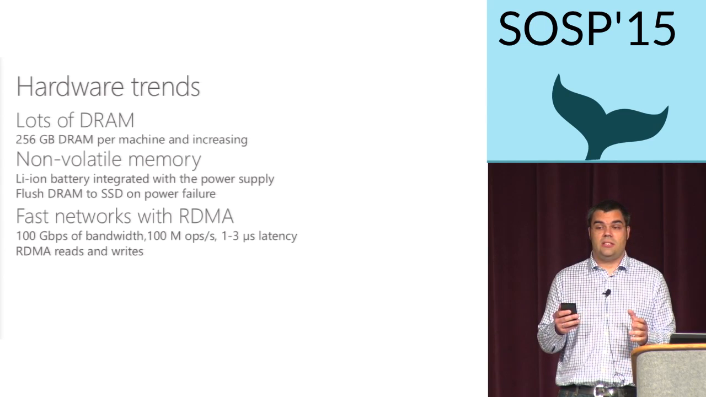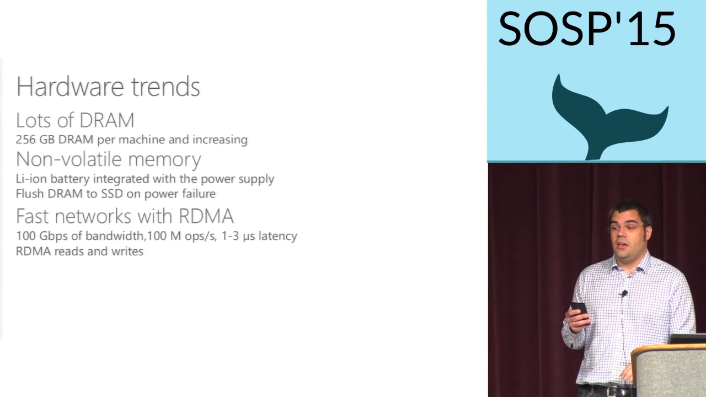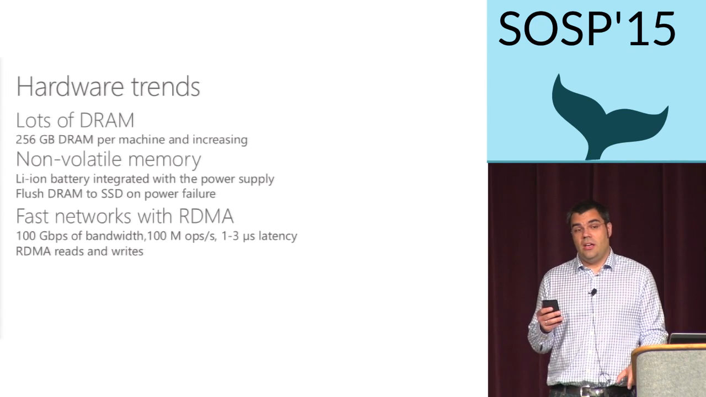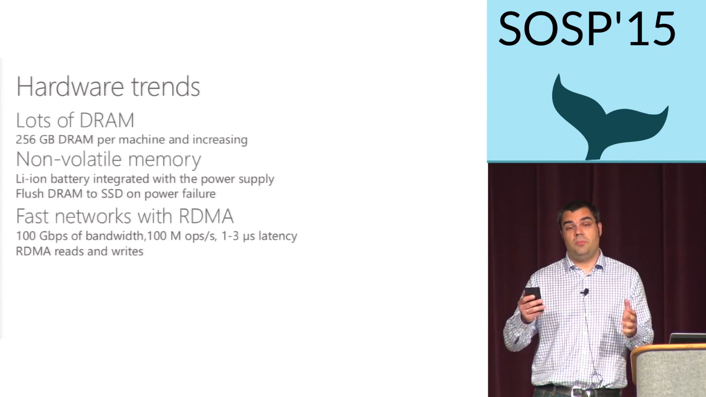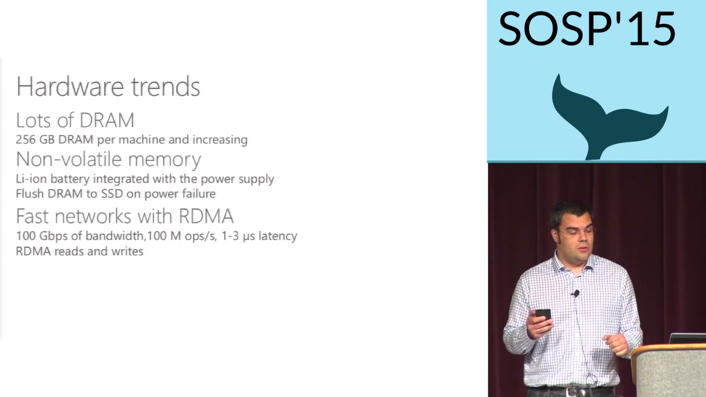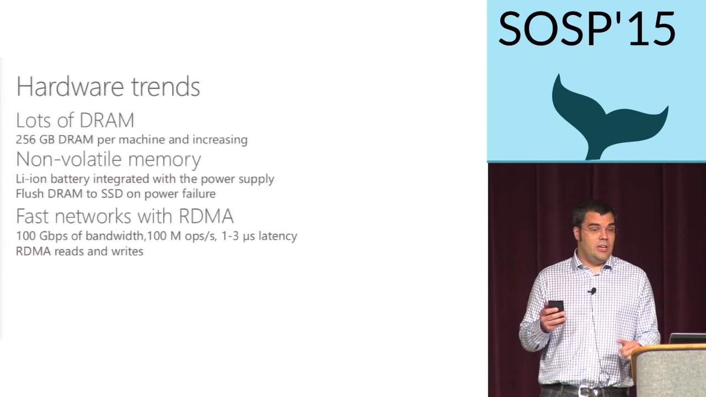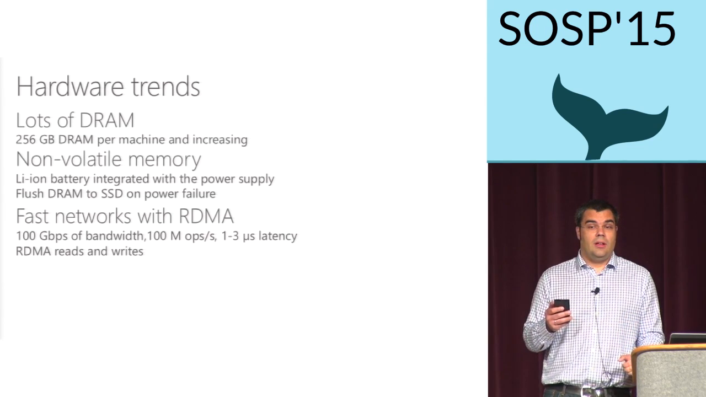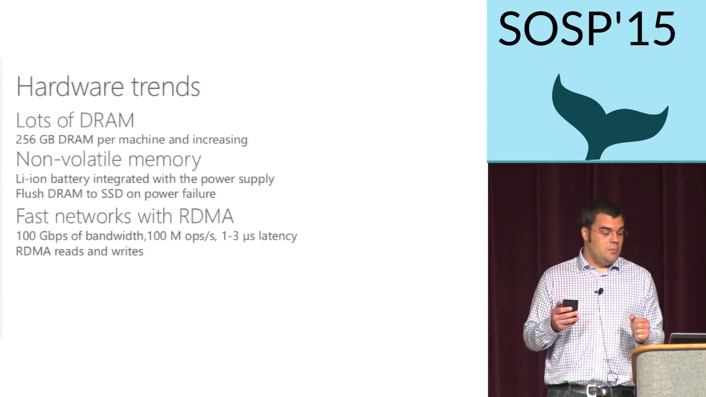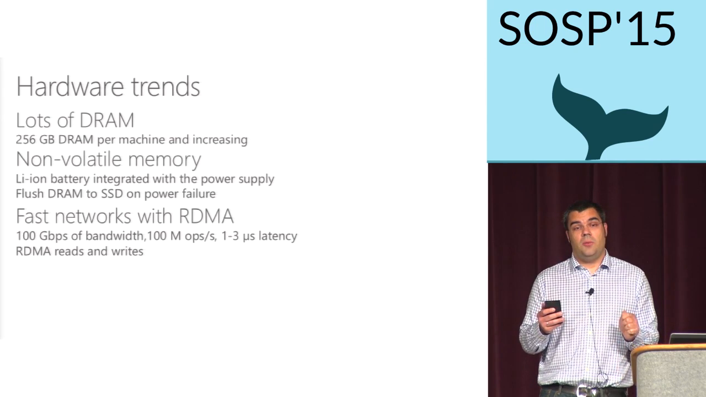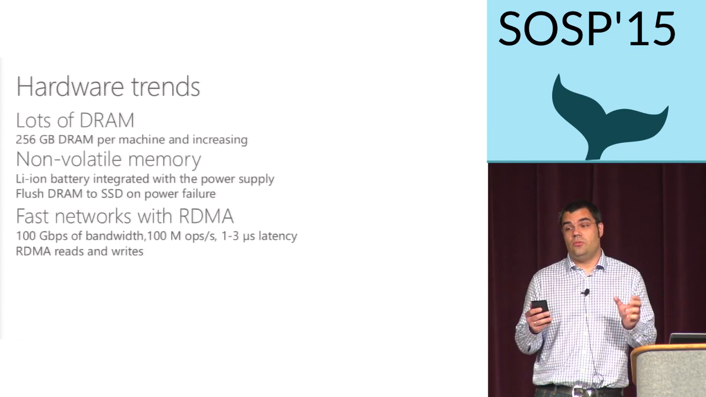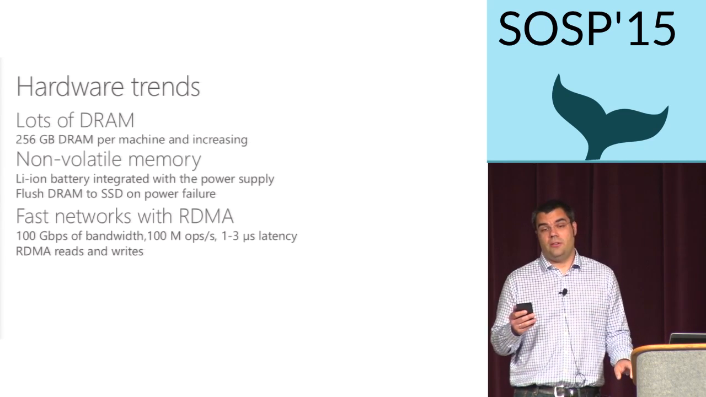To do this, we exploit several hardware trends that are making their way into data centers. The first one is these large amounts of DRAM that we have in machines. So essentially, today, even a commodity server has 256 gigabytes of DRAM, and this is only going to keep increasing because of Moore's law. We are also seeing this move towards non-volatile memory. And in this paper, we make memory non-volatile using this very cost-effective approach where we keep a battery integrated with the power supply and then use the energy in the battery to flush the contents of DRAM on power failure.